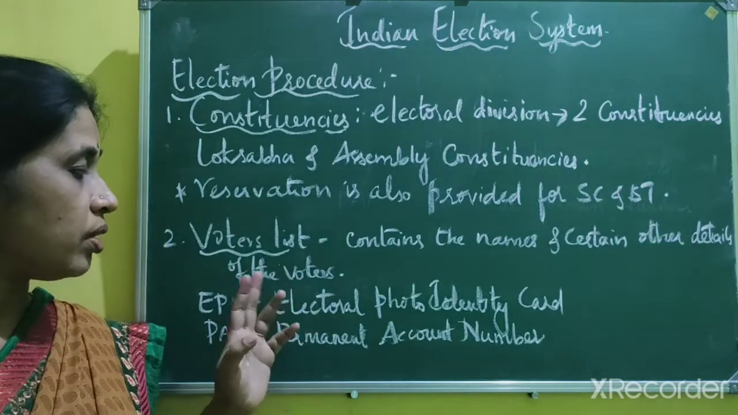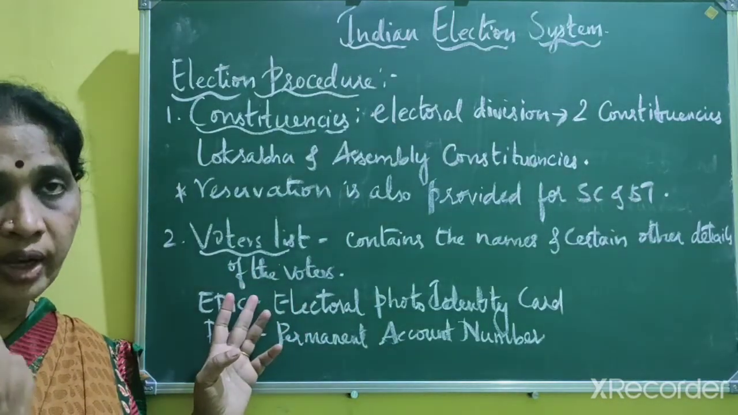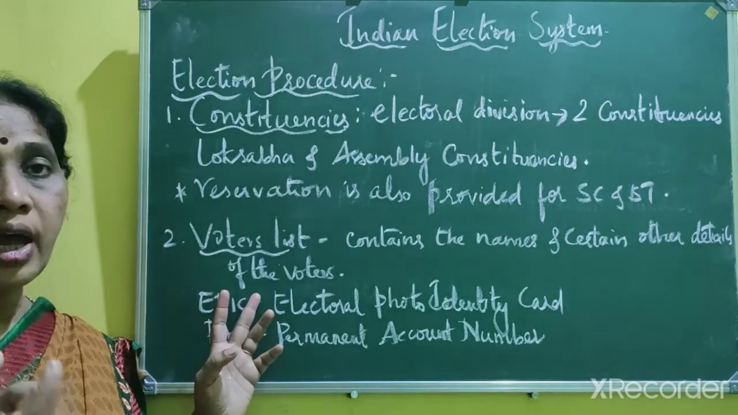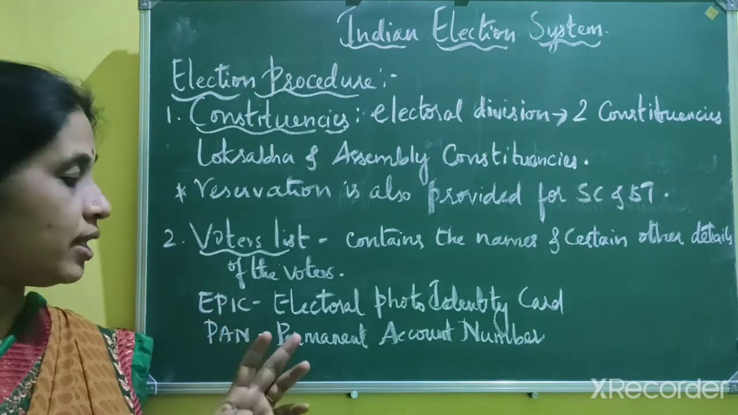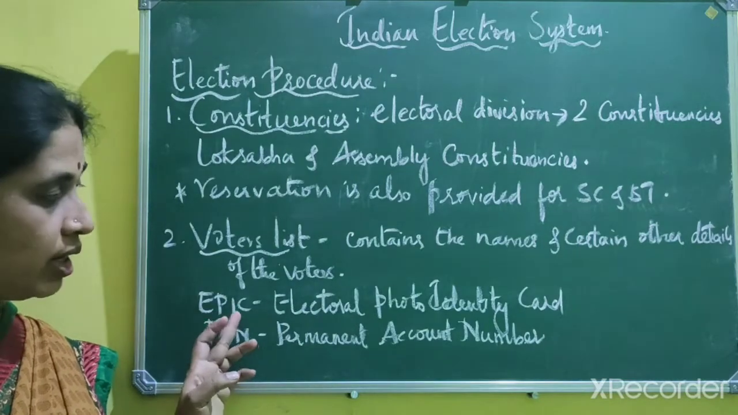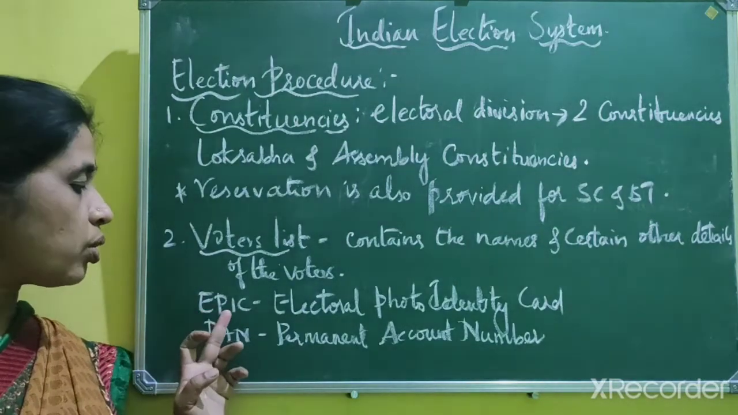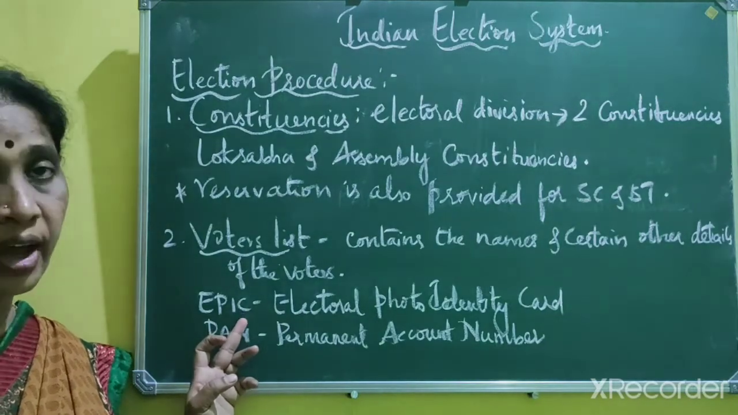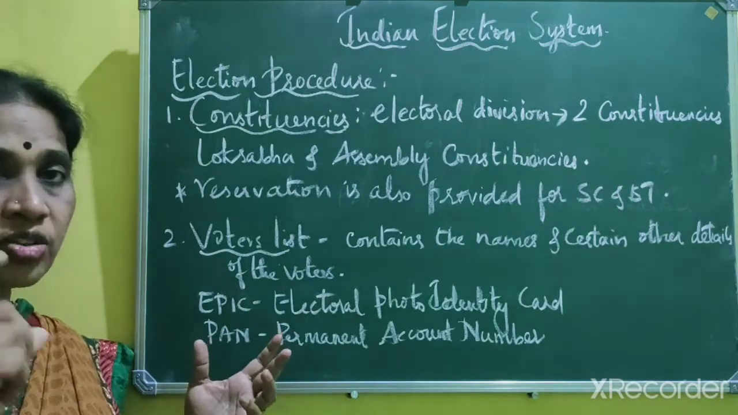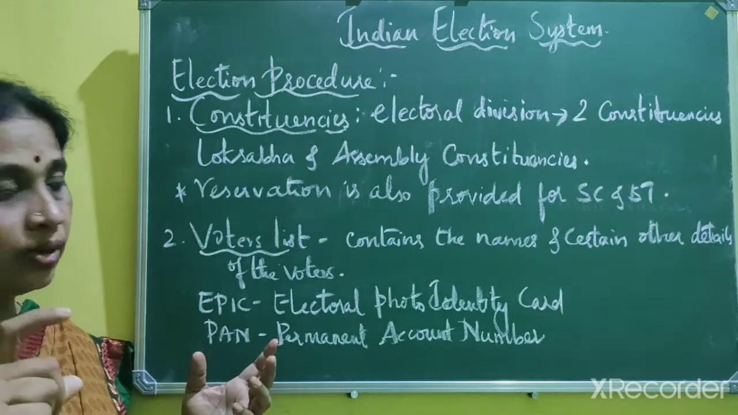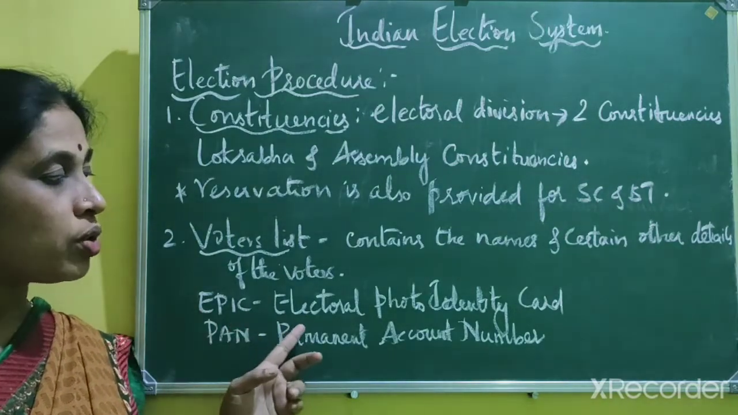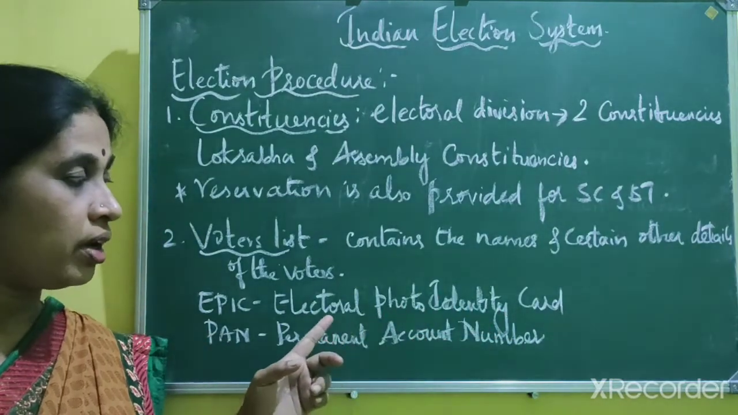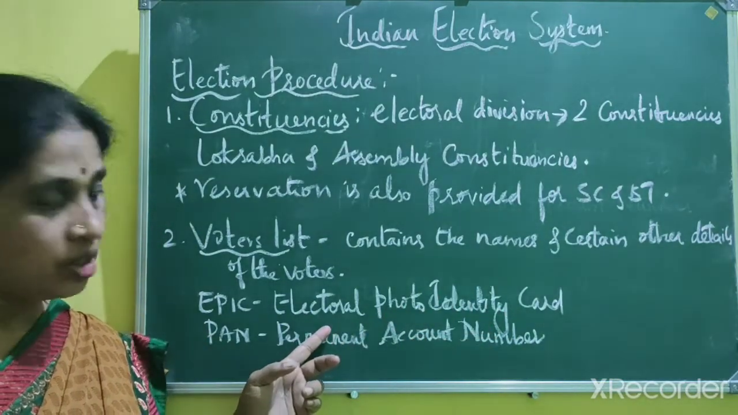Next, after your name has been registered in the electoral roll, the voter will get the EPIC. What is this EPIC? It is the electoral photo identity card. The majority of you might have this. You can ask your parents. It is called a voter ID. This is required if an individual has to cast a vote.